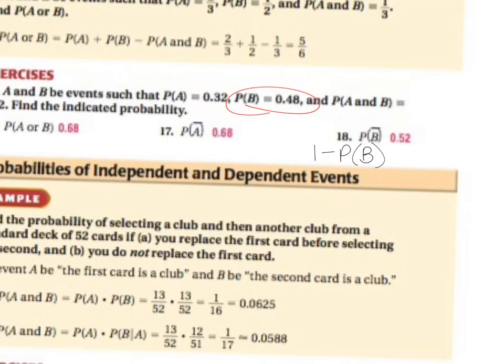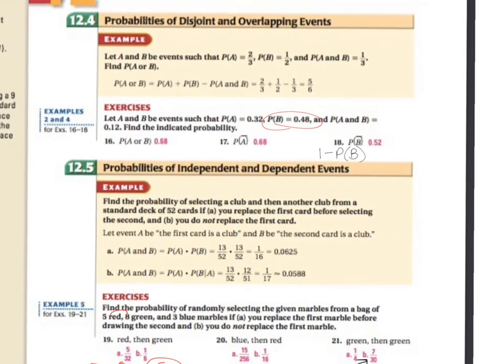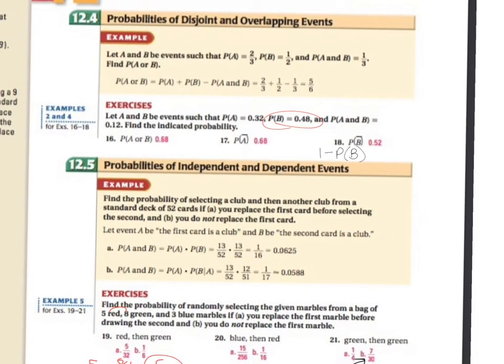So for 12.4 and 12.5, will it be like on the test? There's going to be other things like it, but there will also be parts like that where they give you the probability of A and B. And then there's going to be ones where, like the red card and the diamond, you got to figure out that that's an overlap, right? Yeah.